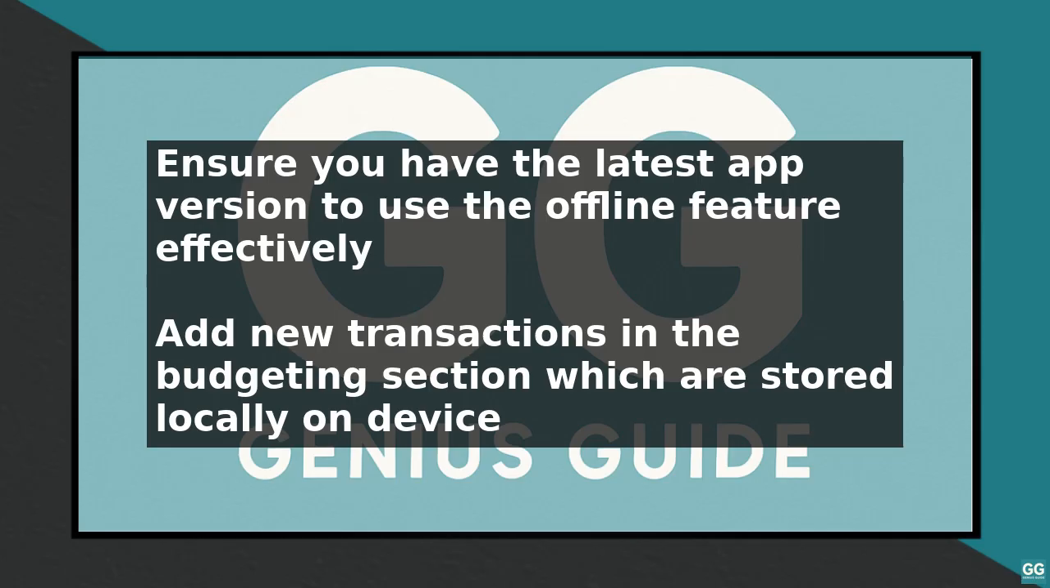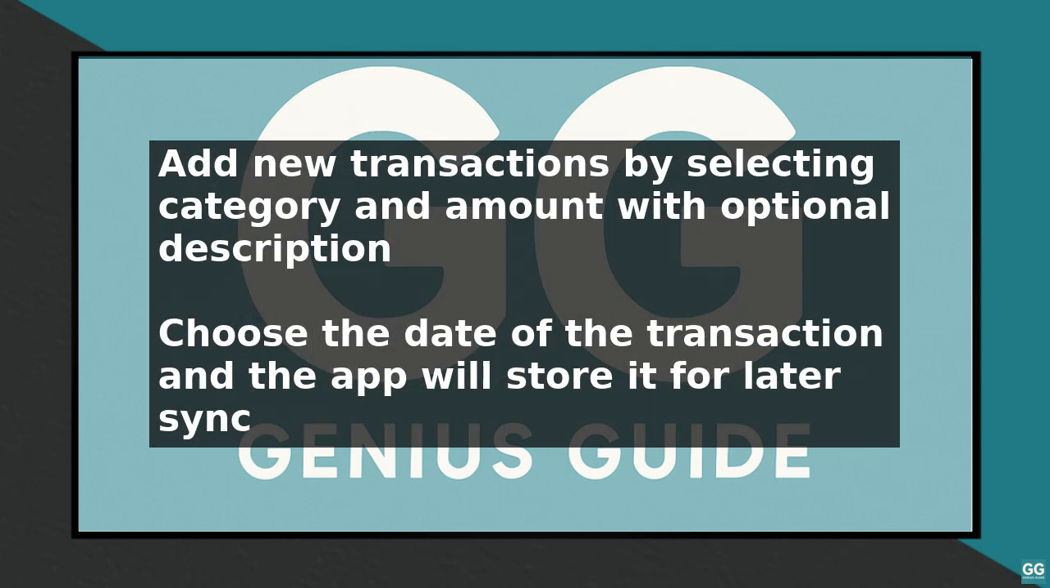Once you have added all your offline transactions, the app will sync them to your account when you go back online. It is essential to regularly sync your data to ensure your budget is up to date. To do this, open the app when you have internet access, and it will automatically sync your offline transactions. You can also manually sync your data by going to the Settings section and clicking on Sync Now.